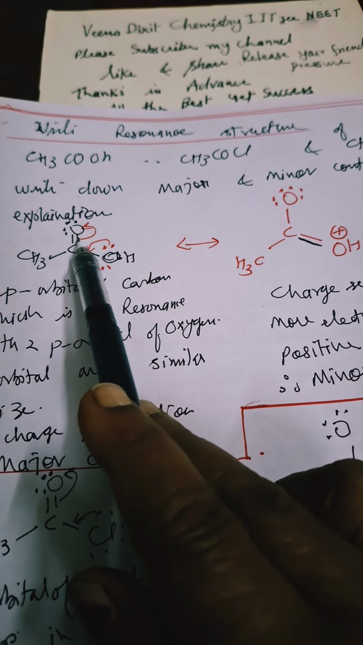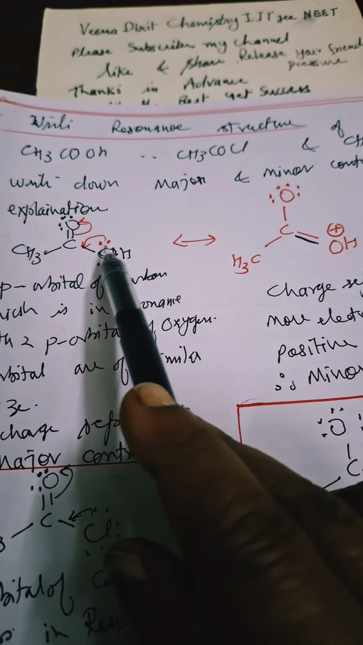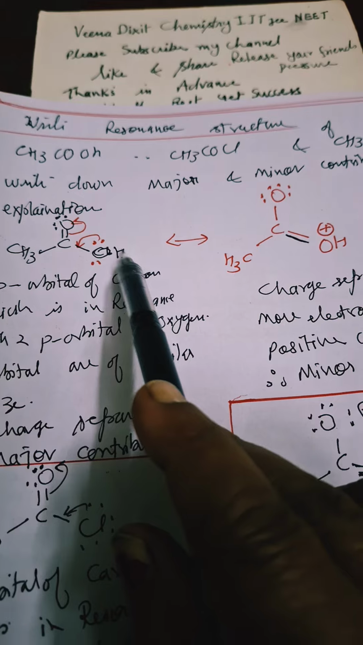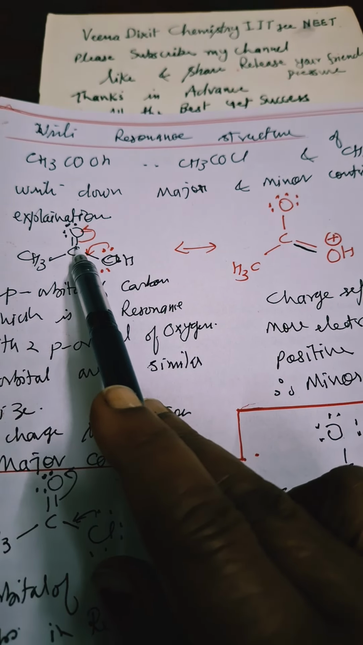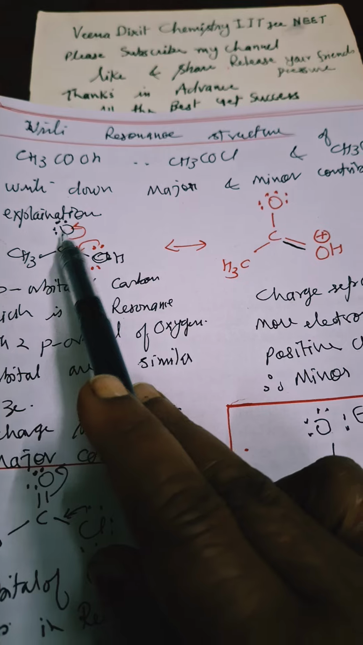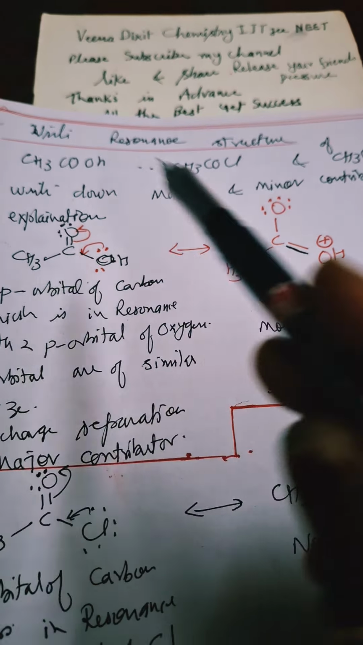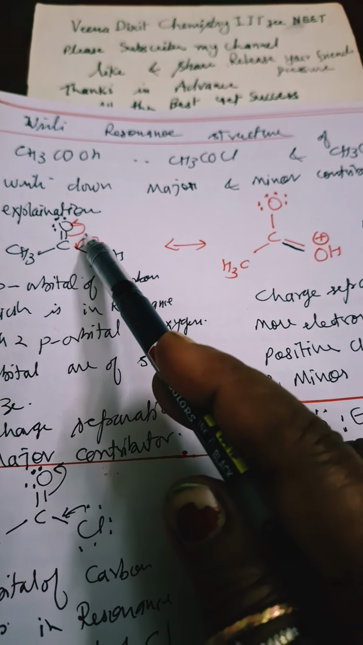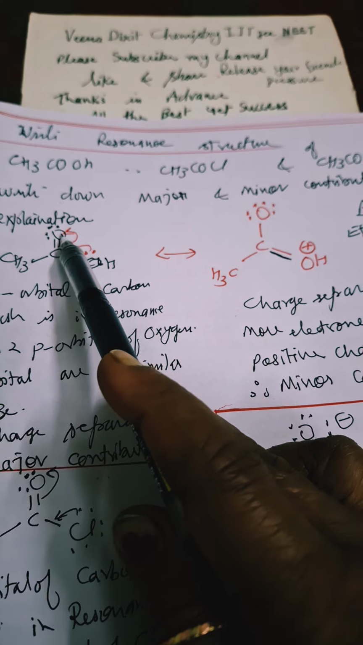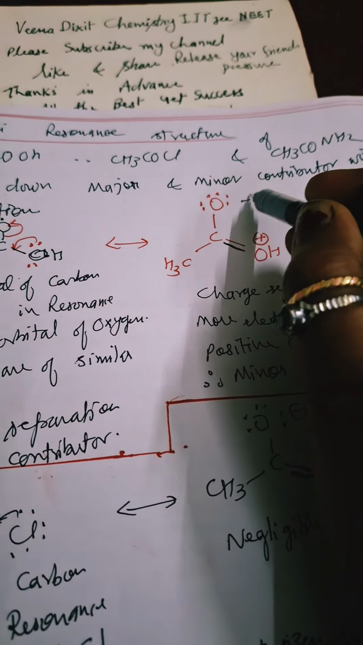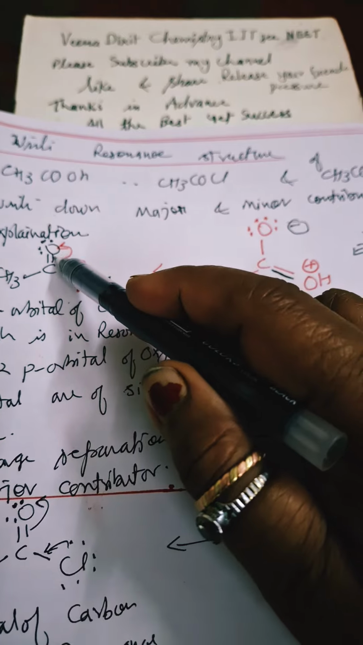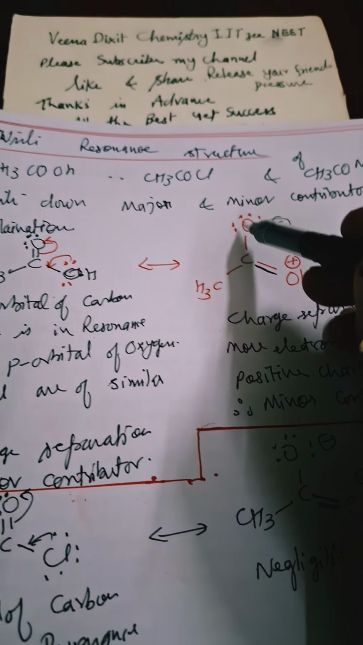CH3, C double bond O and OH. This O, which is bonded with carbon and hydrogen, carries two lone pairs of electrons, and the double bonded oxygen also carries two lone pairs of electrons. Oxygen is more electronegative, so it attracts the shared pair of electrons towards itself and gets a negative charge, because the pi electrons shift towards the oxygen.